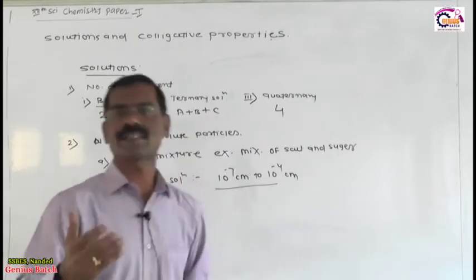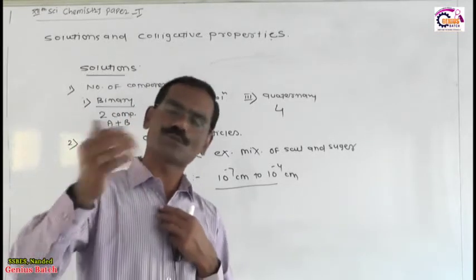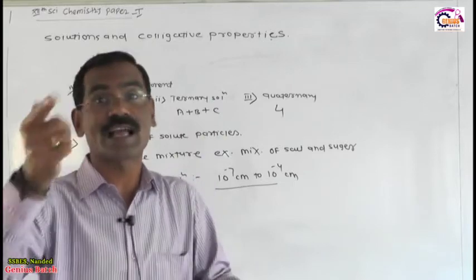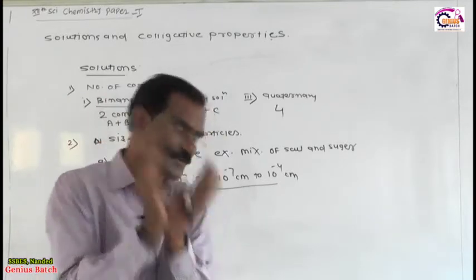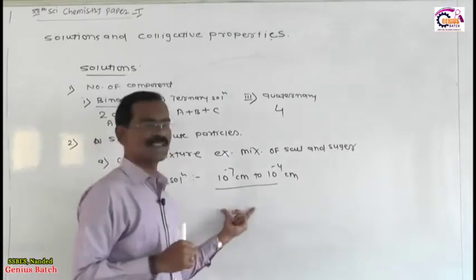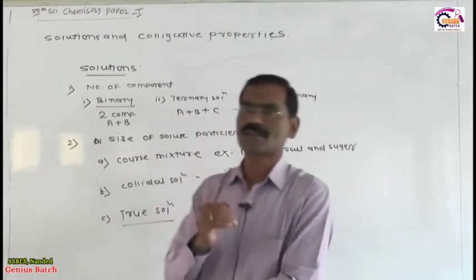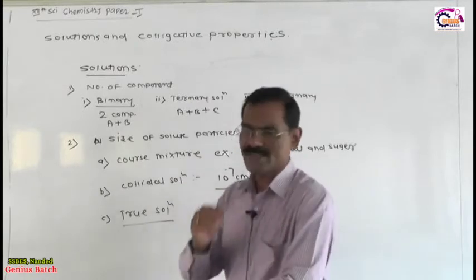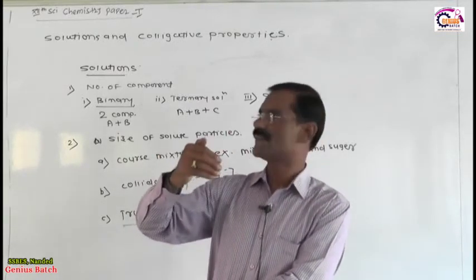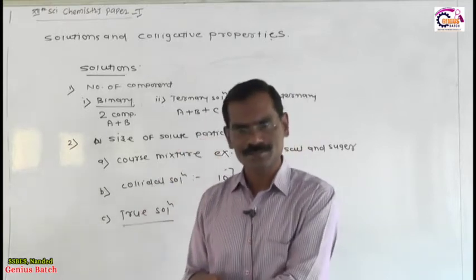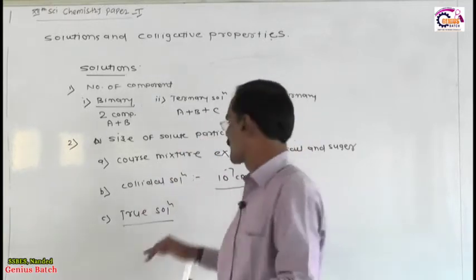Or the second definition: the solution in which the solute particle is invisible to the naked eye but visible under an ultra microscope. It means the size of the solute particle is small, and such a solution is called a colloidal solution. Dear students, you know very well that colloidal solution is a part already present in your 11th standard, in the topic of state of matter, or surface chemistry actually.